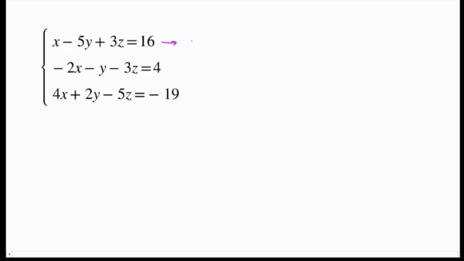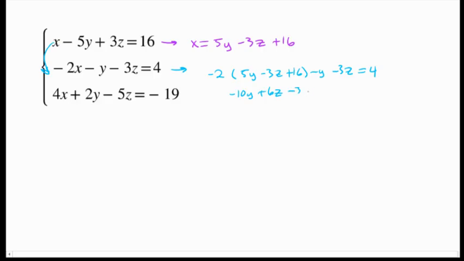So in this situation, that would turn this equation into, I'm going to add 5y to both sides, subtract 3z, and that 16 is already there. Now I'm going to plug that x value into the second equation. That would be negative 2 times whatever that x is equal to, and then minus y minus 3z equals 4. I'm going to distribute that negative 2 to get negative 10y plus 6z minus 32, right? Multiplying it by all of these. And minus y minus 3z equals 4.